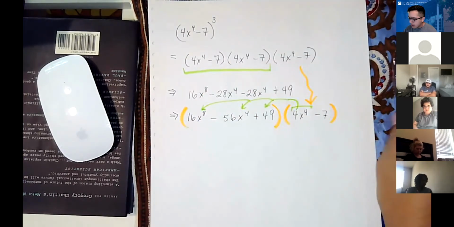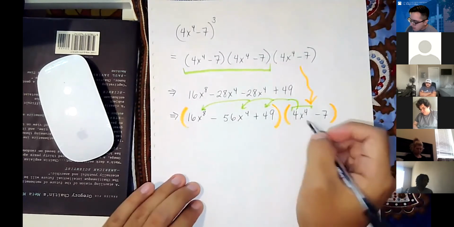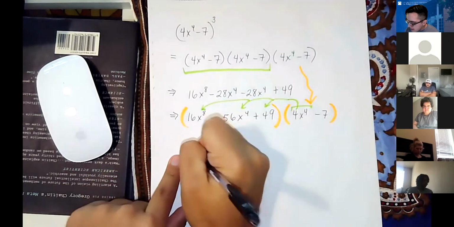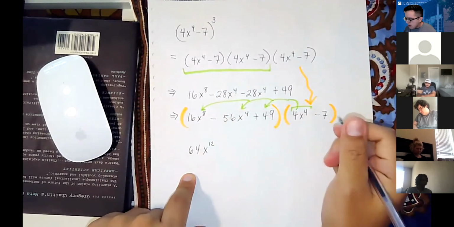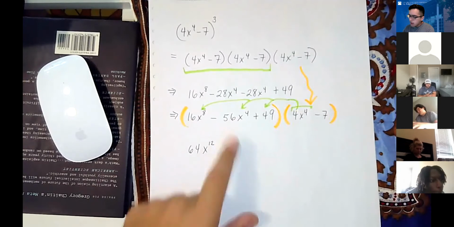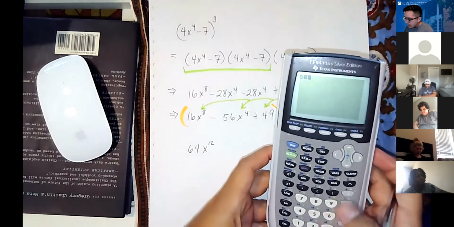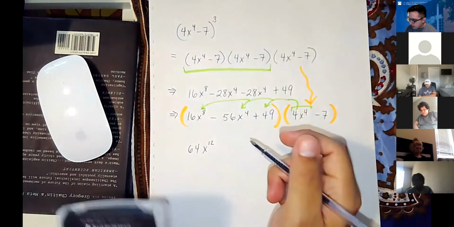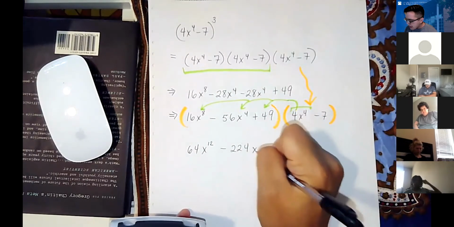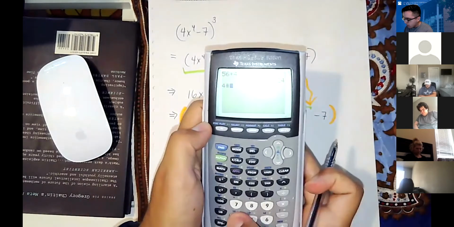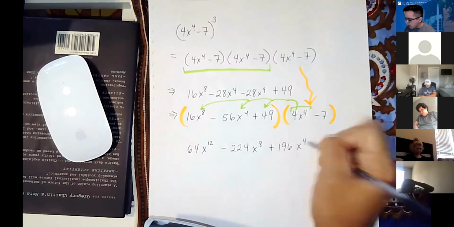4 times 16, I'm pretty sure is 64. So this should be 64 x to the, we add these exponents, 12. This times this. Well, that requires a calculator because ain't nobody got time to multiply 4 times 56. So 56 times 4 is 224. And that's a negative 224. That is x to the 8th. And then 4 times 49 is plus 196, x to the 4th.